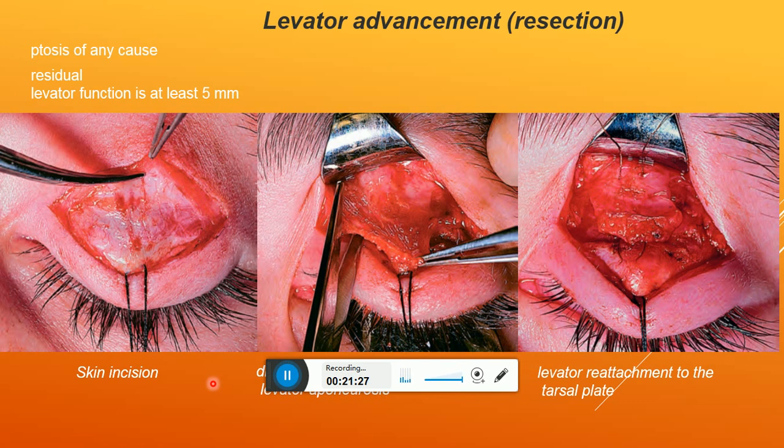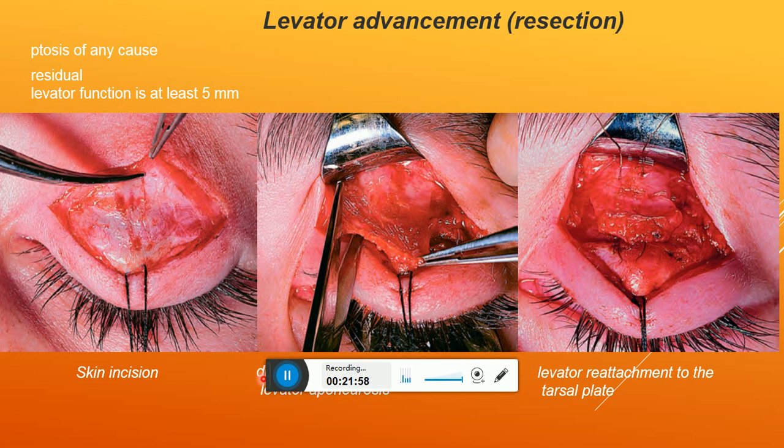Another option is levator advancement, levator resection. Now what occurs in this technique? The levator complex is shortened through either an anterior approach, the skin approach, or a posterior approach through the conjunctiva. The indications of this technique include ptosis of any cause. It can be done for any cause. And there should be levator function of at least 5 millimeters.